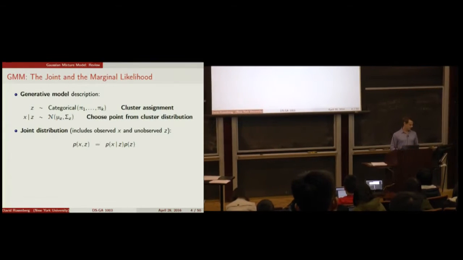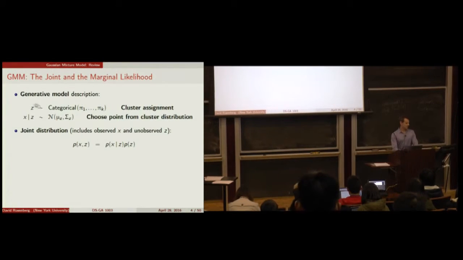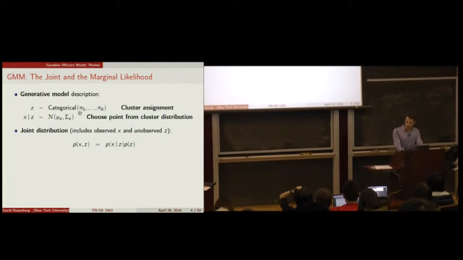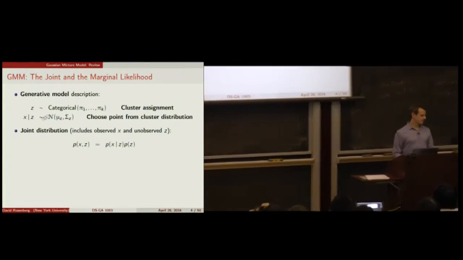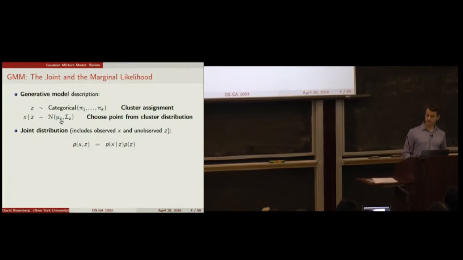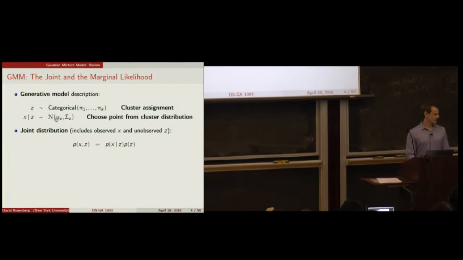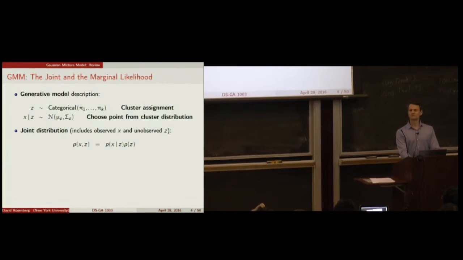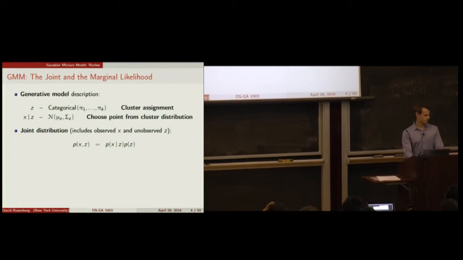So we choose a cluster assignment, z, from the categorical distribution, and then we draw a point x from the density associated with cluster z. So that's how we generate our data points x. Is that clear? Questions? Okay, good.